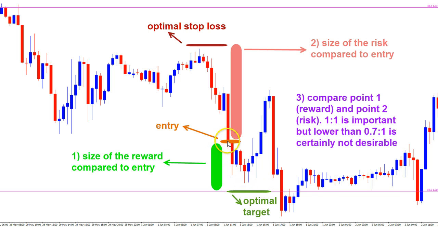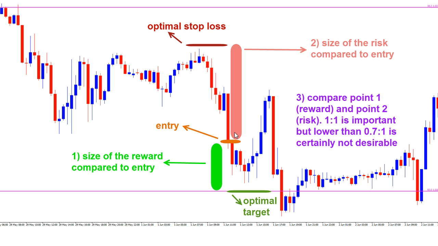Now, for instance, if the entry would have been here at orange, then I can calculate the size of the reward by comparing the target to the entry, which is this green box. I can then compare the size of the risk compared to the entry, which is this light red box. And then I can compare the green and the red boxes and see if that makes sense. Now, if it's less than 1-to-1, the trade is becoming a bit doubtful because there's more risk than reward, and that is not as desirable. If there's more reward involved, then that's a good thing.